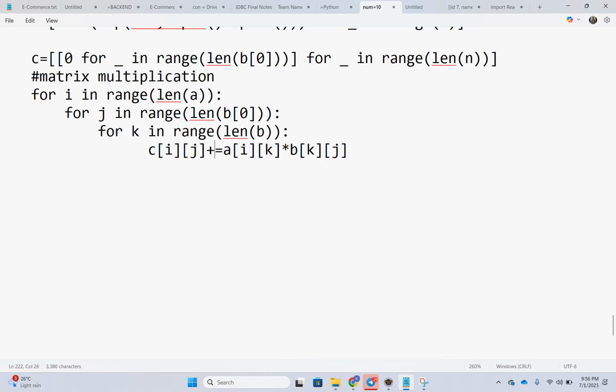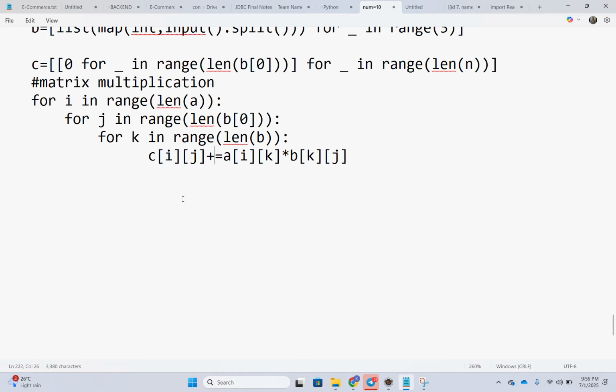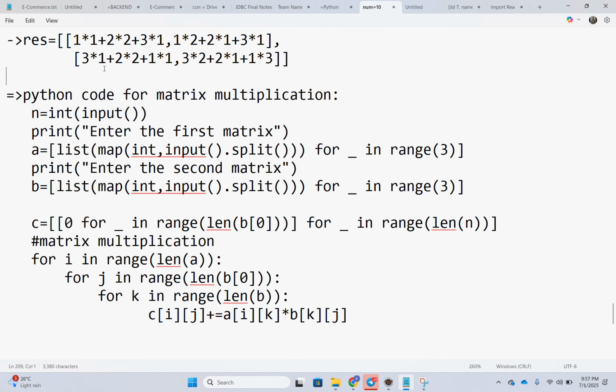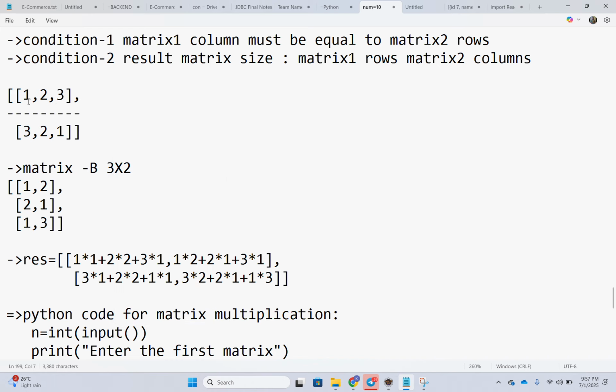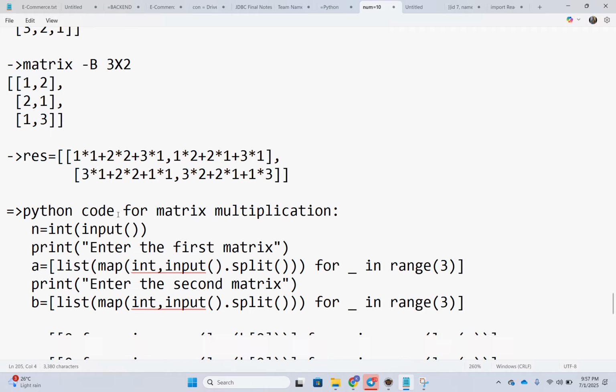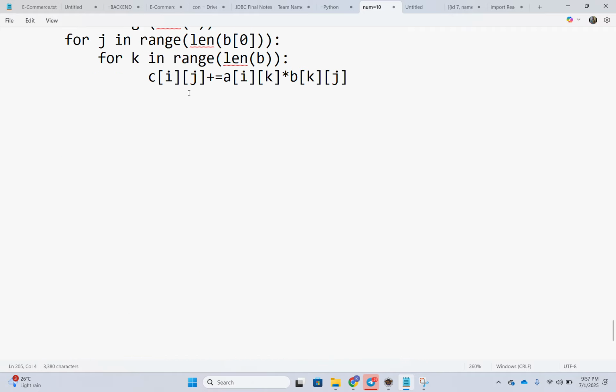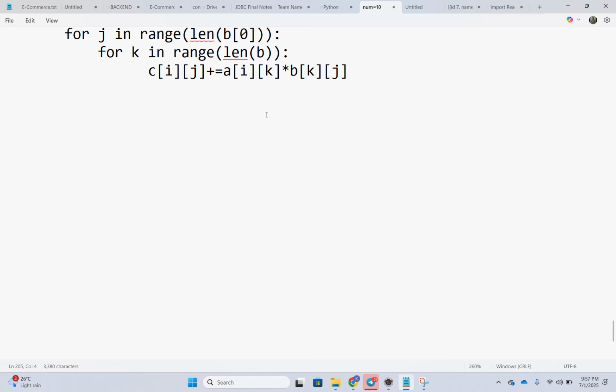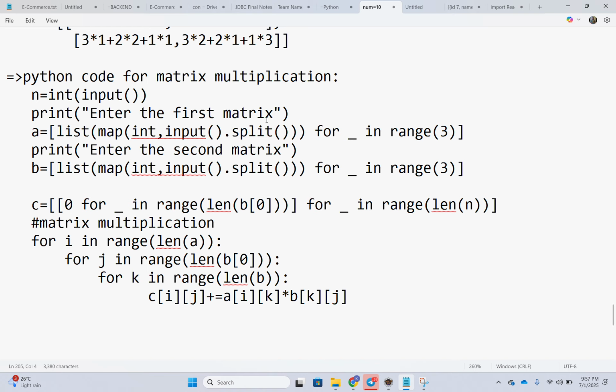So for that reason I'm going to keep the shorthand operator. Why shorthand operator? For this condition. So wait, 1 has to be multiplied to 1, then 2 has to be multiplied to 2, then 3 has to be multiplied to 1. So this overall multiplication will be added to what? C of i j, nothing but 0 0. It will be 0 0, then 0 1 and 1 0, then 0 2 and 2 0. Okay, so these elements will be multiplied and added.